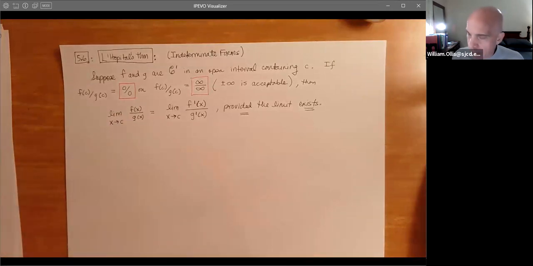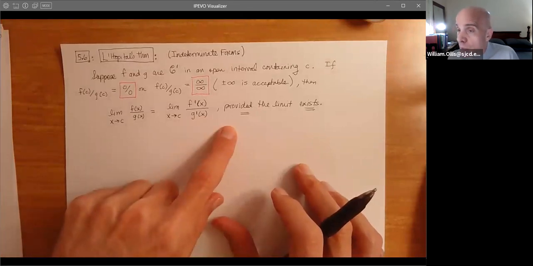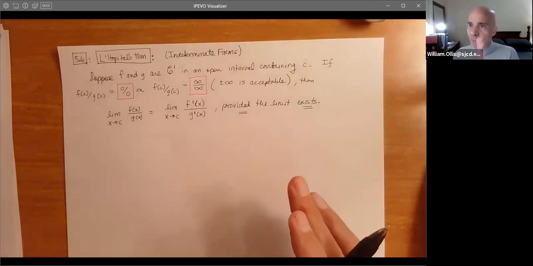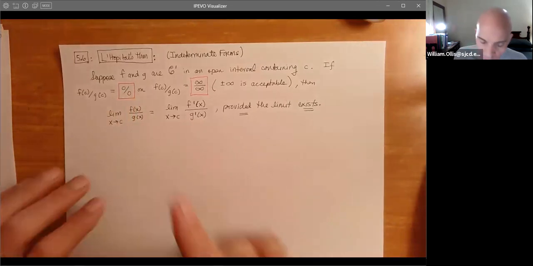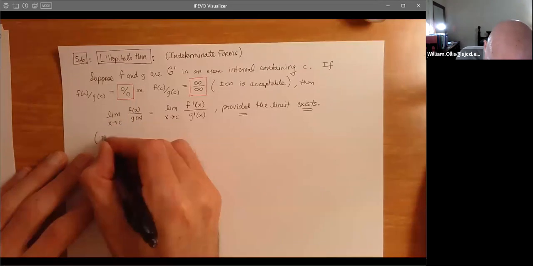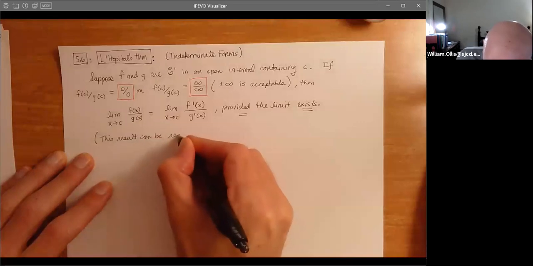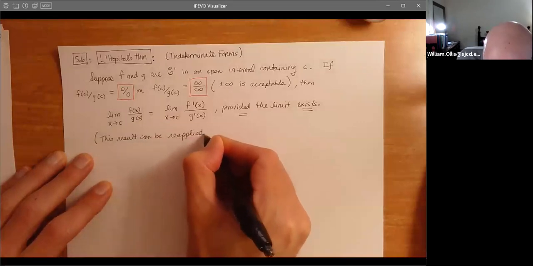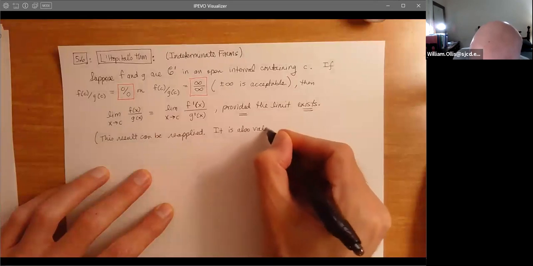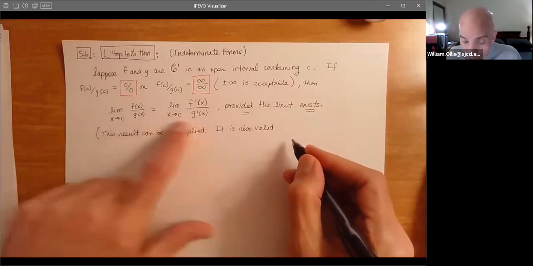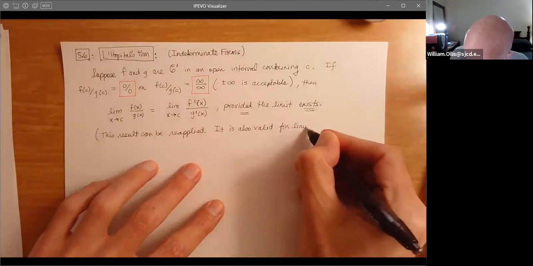Now, another thing that's important, if this is still indeterminate, you can reapply L'Hopital until you get a limit. It's kind of like you just keep applying it as long as it's legal to do it. And if you get a limit, you're done. So important is that this result can be reapplied, as long as the results here are in tow. And it is also valid for limits at infinity.